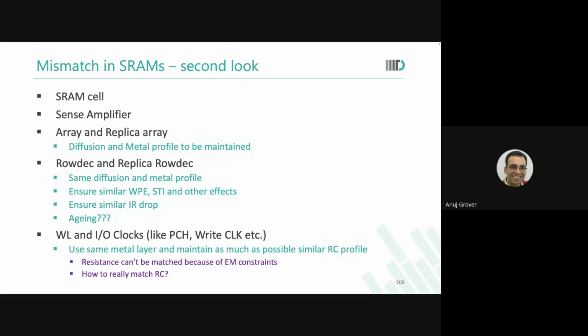And similarly, the same constraint applies: if your precharge is to track the word line, and the word line is in metal 3, then your precharge signal also has to be in metal 3. Your write clock also has to be in metal 3. So the same thing applies to any other signal which you want to somehow match to your real access path. Are you getting it? So matching is an extremely important aspect of memory design.